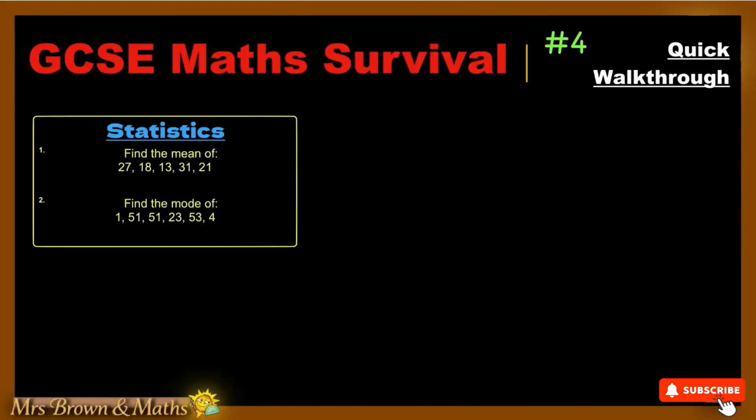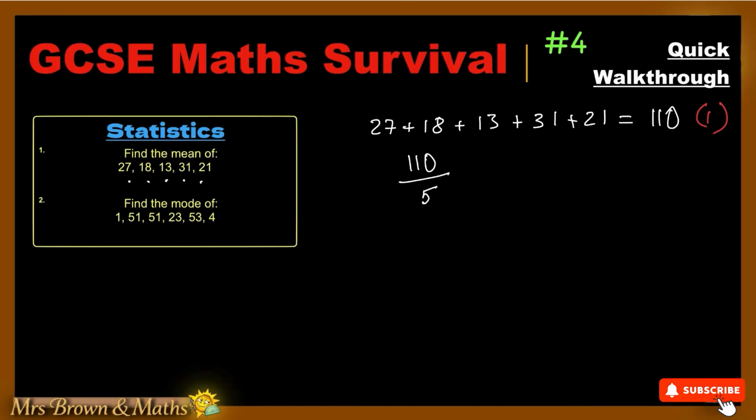Statistics. Question 1. Find the mean of 27, 18, 13, 31, 21. And what shall we do? 2 mark exam question, 2 steps. First mark goes for adding them together. That gives 110. Now divide by 5 because we're given 5 numbers. The mean is 22.